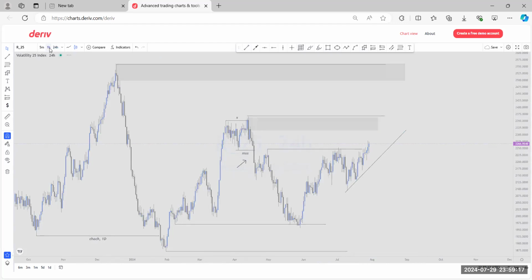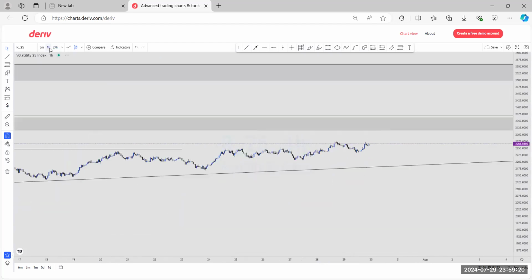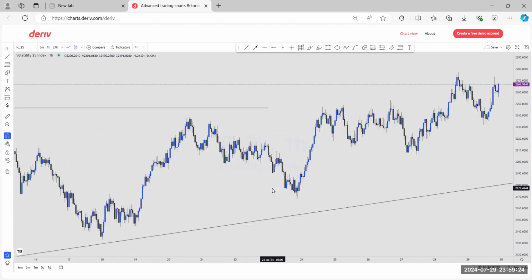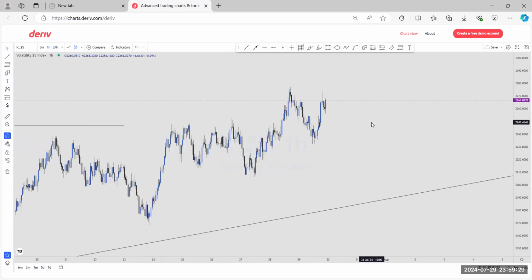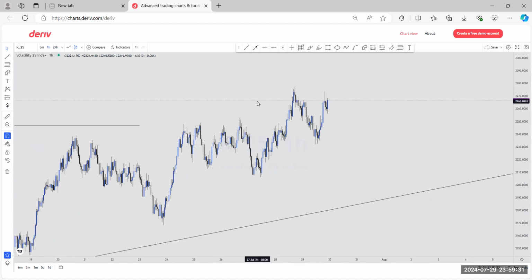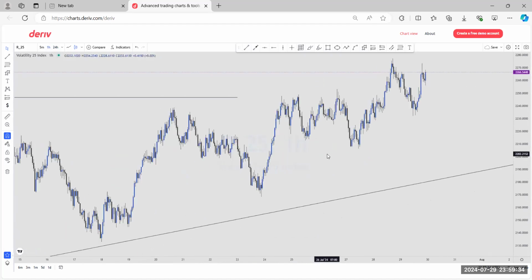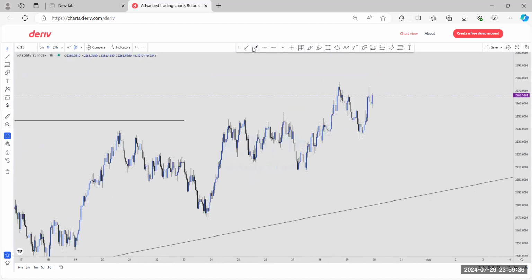Let me go to my 1 hour. And we can see our 1 hour is buying nicely. We have a break of structure here after price swept this low, and price retraced a bit.